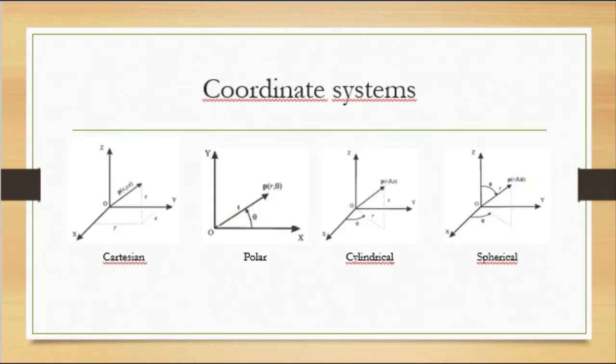So, there are different coordinate systems to position a point. These are Cartesian, polar, cylindrical, and spherical, and we can represent them like this.